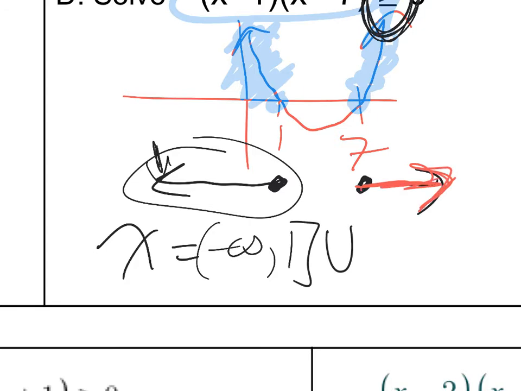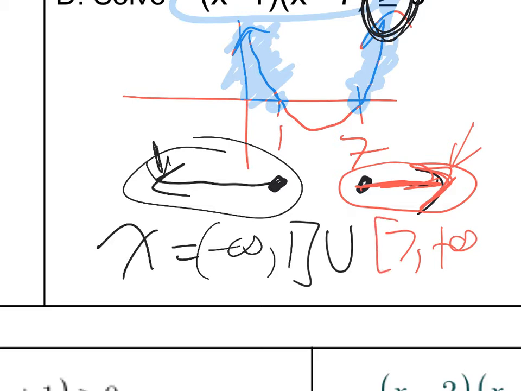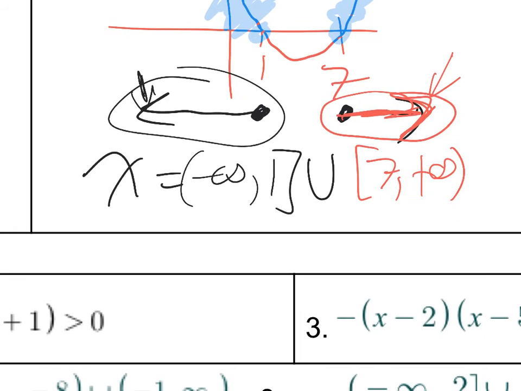So now what's the interval notation for starting at 7 going to the right? Well, it goes from 7 all the way to positive infinity. And square bracket at 7 because it includes 7. Round bracket at infinity because it can't include infinity.